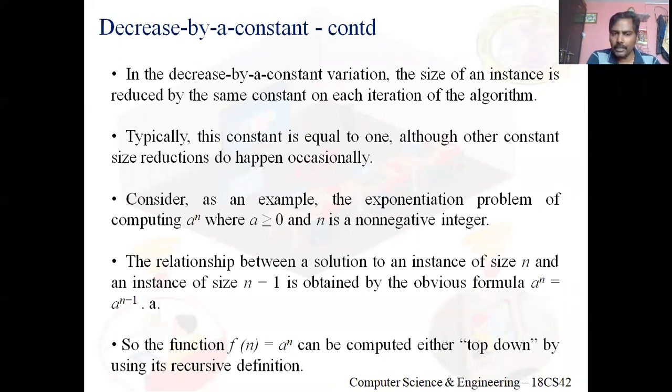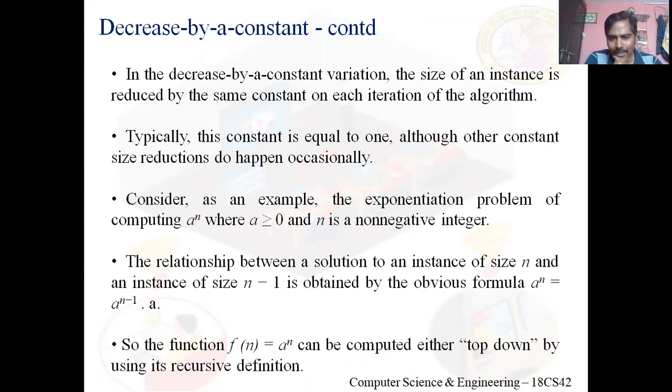The condition is that a can be greater than or equal to 0, because 0 power anything is 0, right? So a can take the value 0 too. This says that a is greater than or equal to 0 and n is a non-negative integer, because n can take the value 0, 1, 2, 3 and so on, but not negative. Clear? So the constraint here is that a can be 0 or greater than 0. n is a non-negative integer.